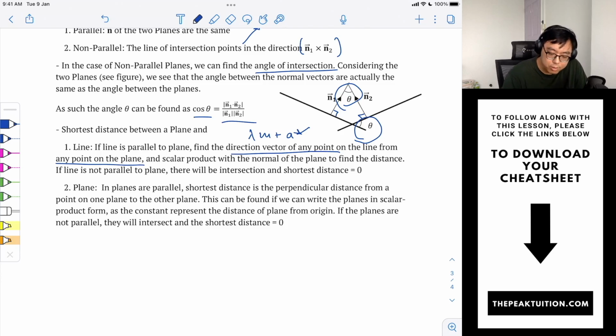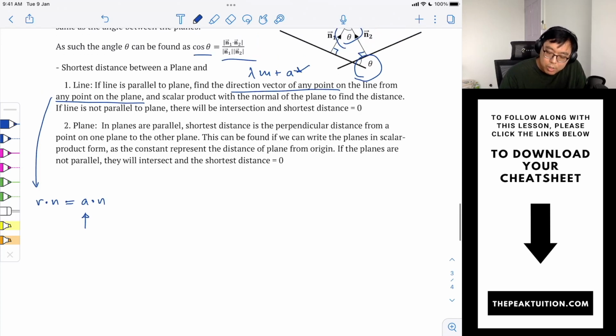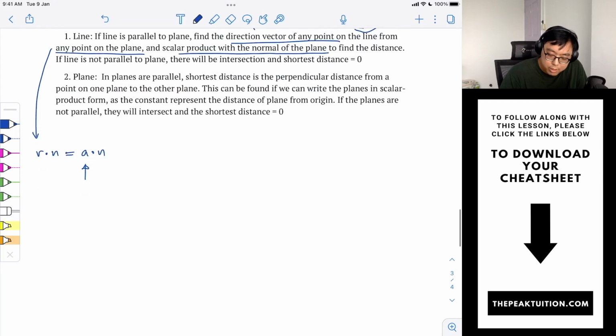But if it's confusing, there's always the option, because we know r dot n equals a dot n, where a is a point on the plane. You can use this to try and guess what point it is. Once we know a point on the plane and a point on the line, we can use the scalar product with the normal to find the distance.